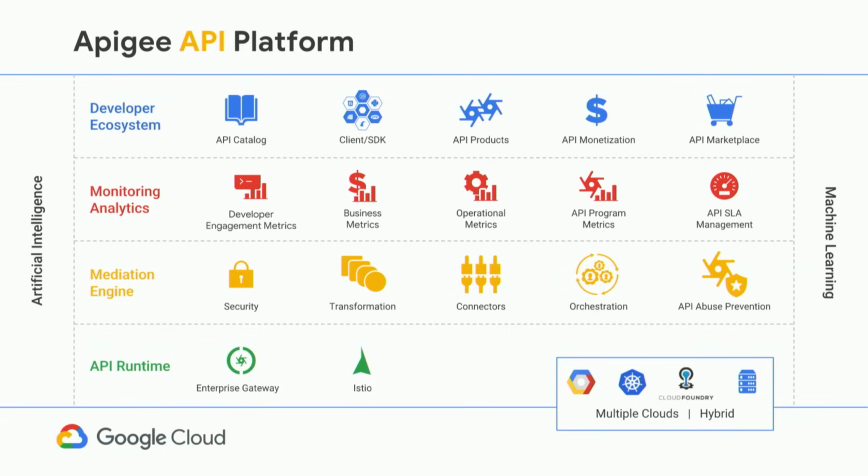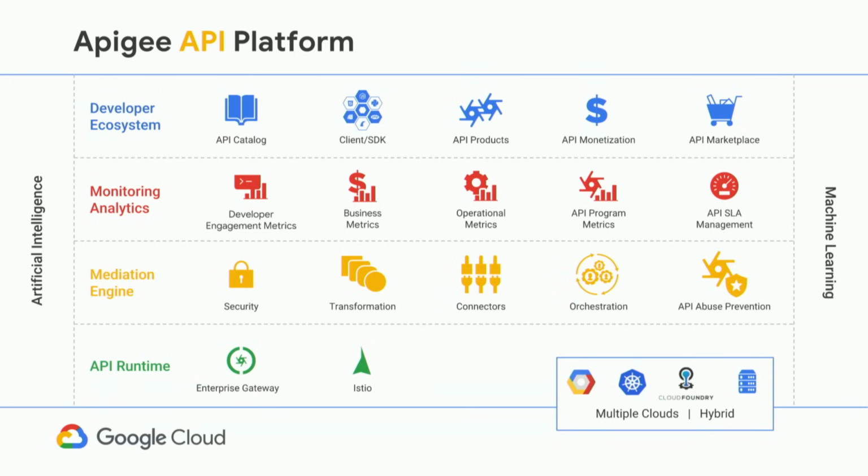Now, these are the capabilities, right, of what you are looking at from an Apigee. So if you look at Apigee, the two key trends on both sides are machine learning and AI, which we use in many parts of the platform. Down below is a runtime where you have the enterprise gateway and STO. Then you have a mediation engine, which takes care of security or transformation, like from SOAP to REST or XML to JSON. You have connectors, to which you can write in Node or Python or things like that.